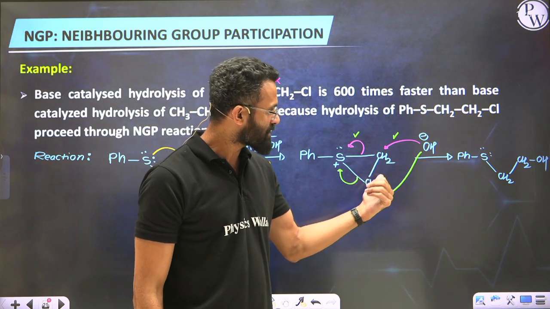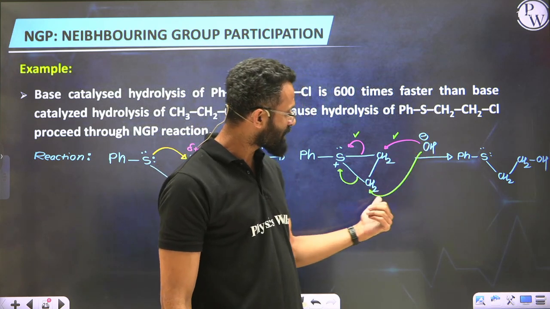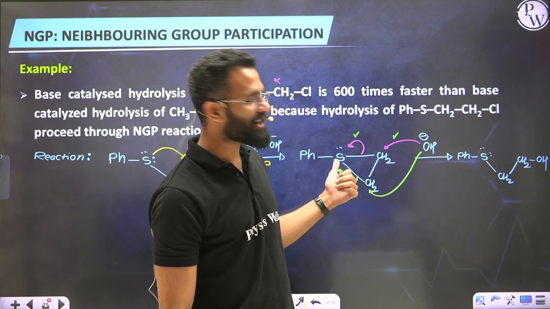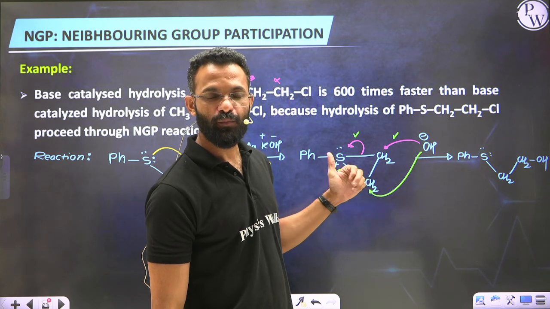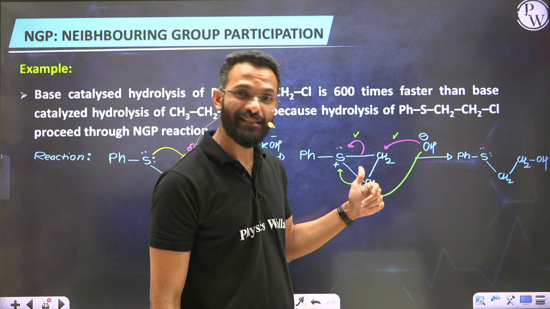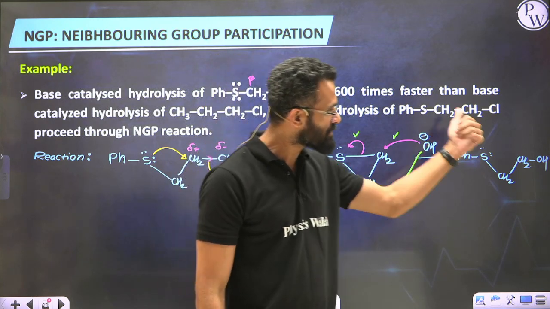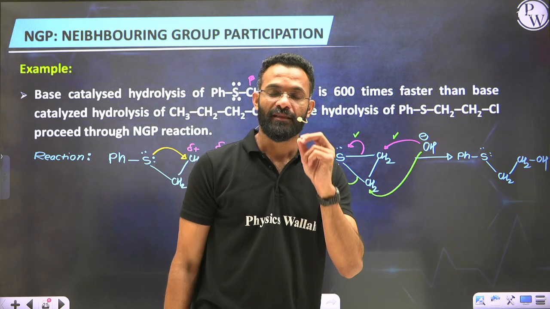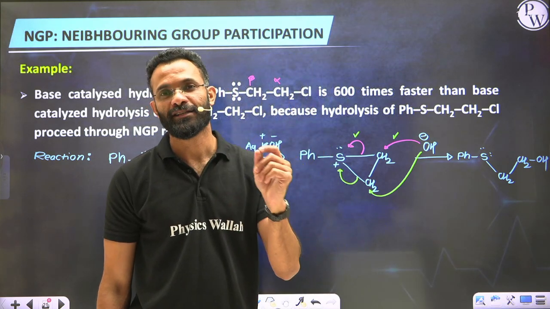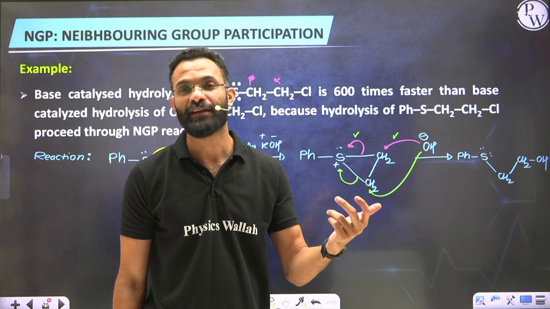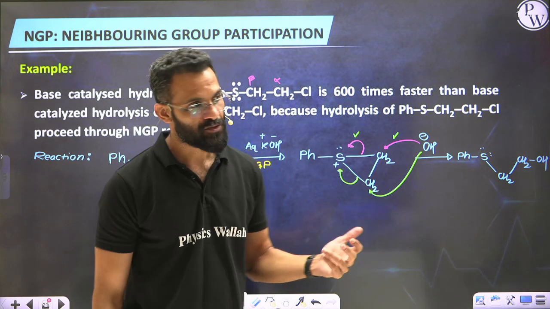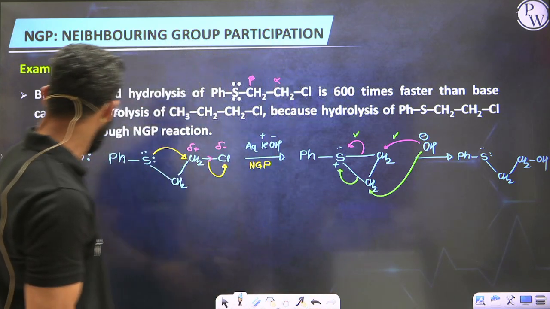Once you get this inversion, then the OH is again attacking. The attack of OH will again carry out one more inversion. So because inversion is taking place twice, the product will be with retention of configuration. Hence, second important feature, the product of neighboring group participation will always be with the retention of configuration. Right everyone? So here, this is one of the example.